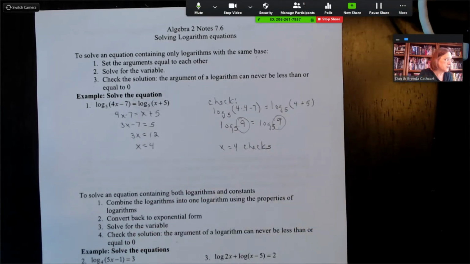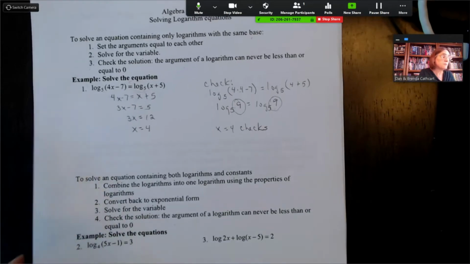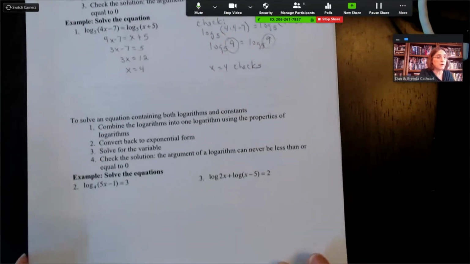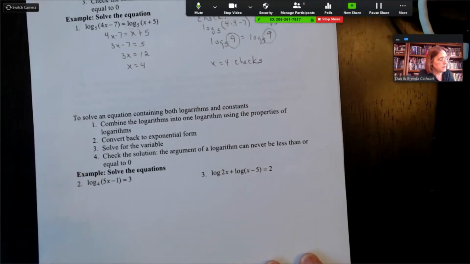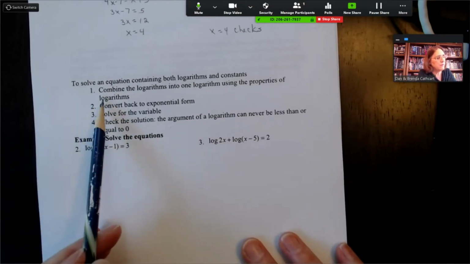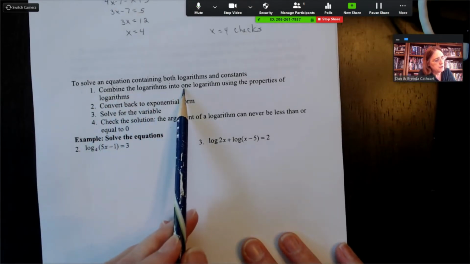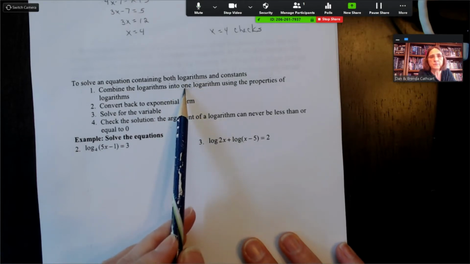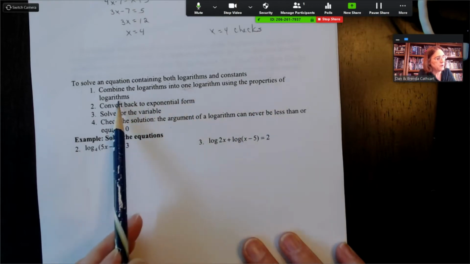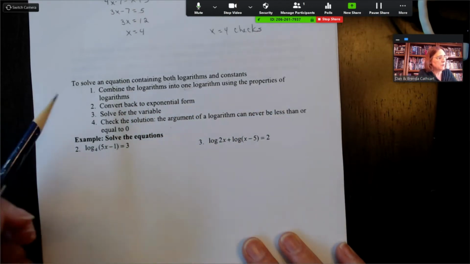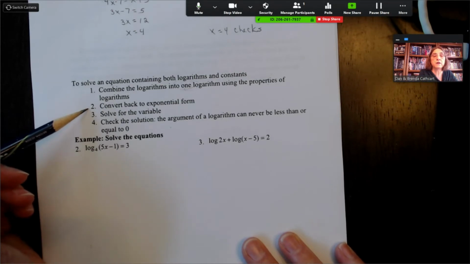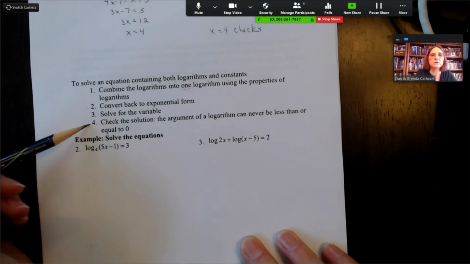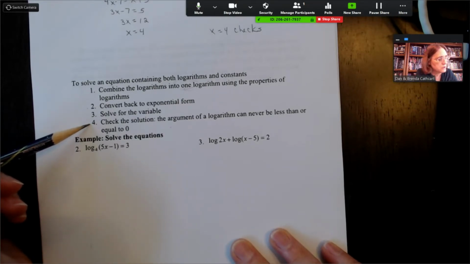Okay. Sometimes we have an equation that has both logarithm expressions and numbers that are not associated with a logarithm. In that case, we want to make sure that we have the logarithm expression on one side of the equation combined into one logarithm. We're going to do that if necessary by using the properties of logarithms. Then we're going to convert back to exponential form, solve the equation, and finally check the solution in the original equation.